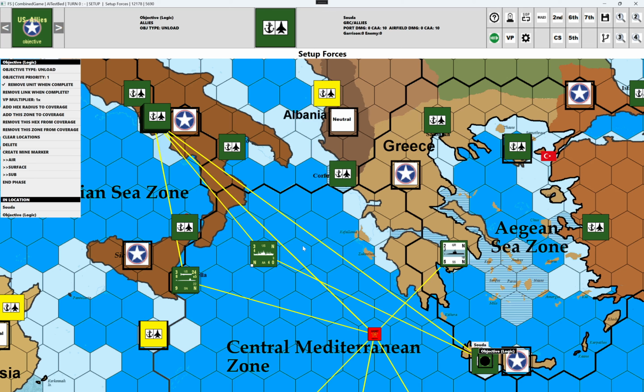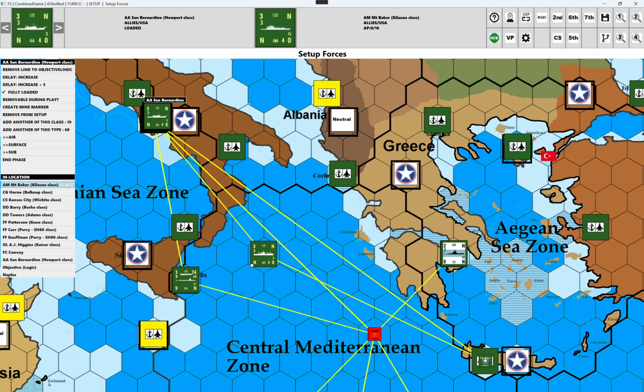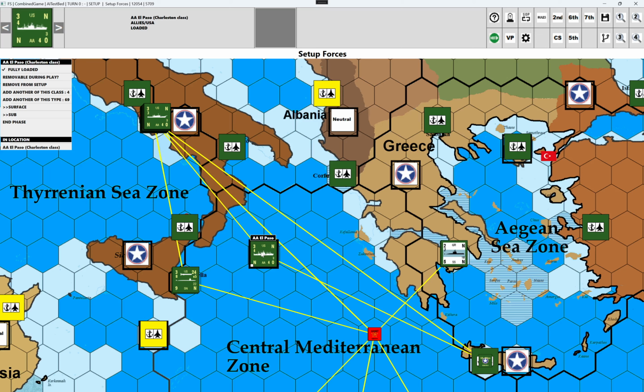So I know in some of the Fleet Series games, they say, hey, remove the ship when it reaches this objective. So you can set it up like that. You could also set it up where it doesn't do that. So if you did that, then essentially this ship that I was looking at before, which was San Bernardino, I think, or no, it's actually this guy. It doesn't really matter, but they all act the same.